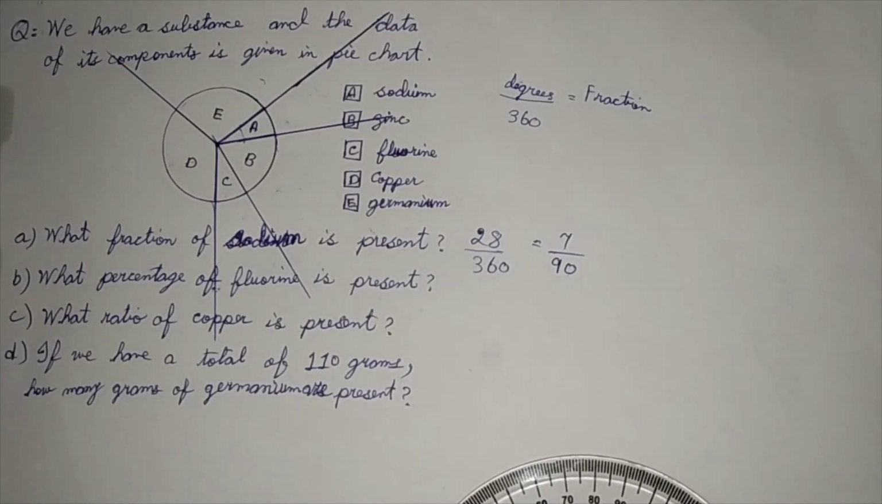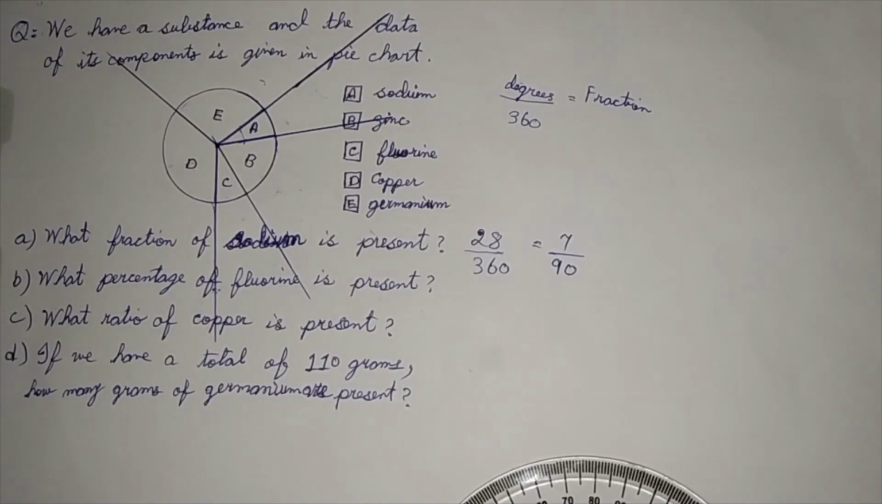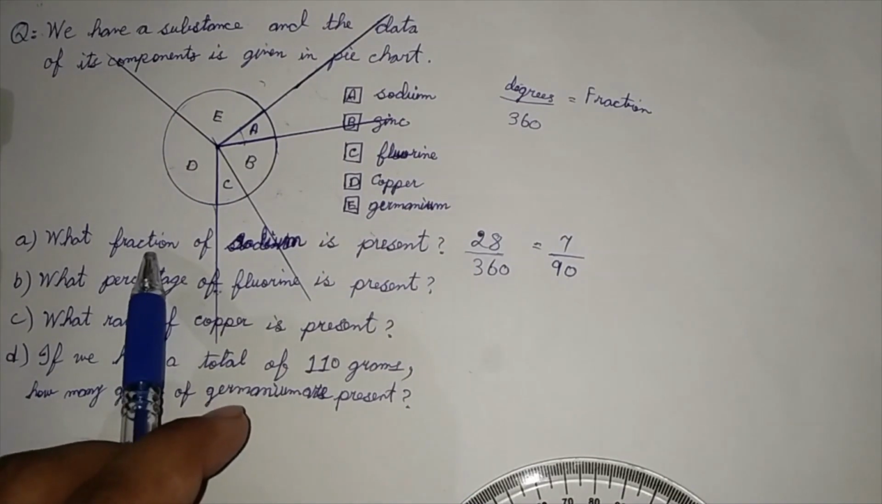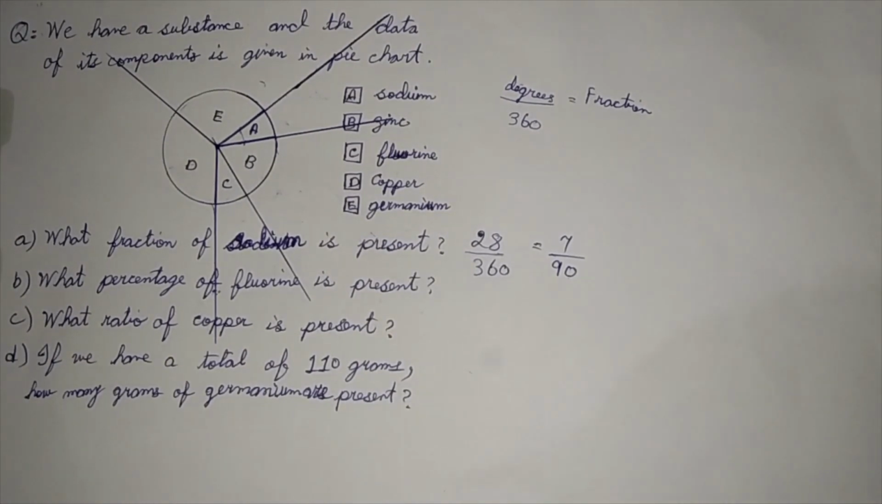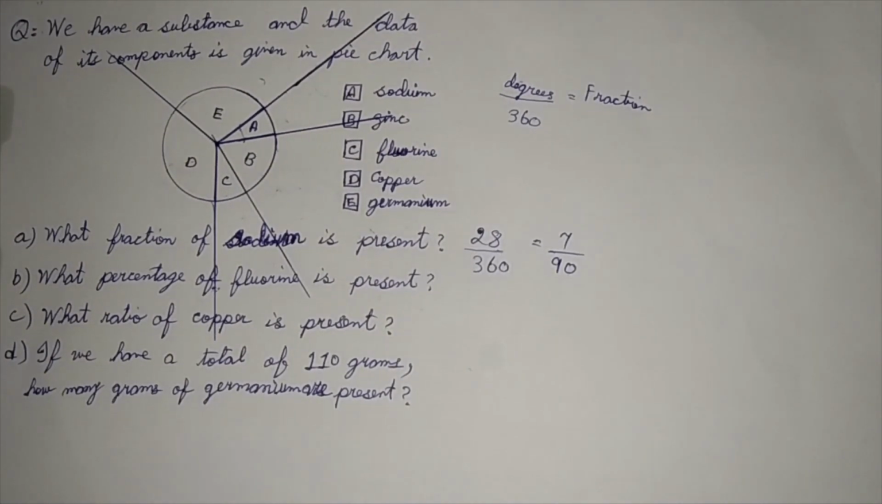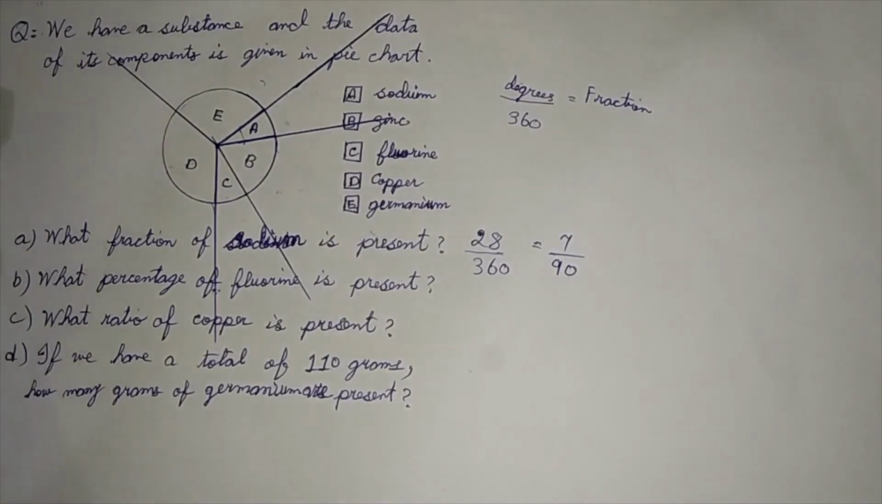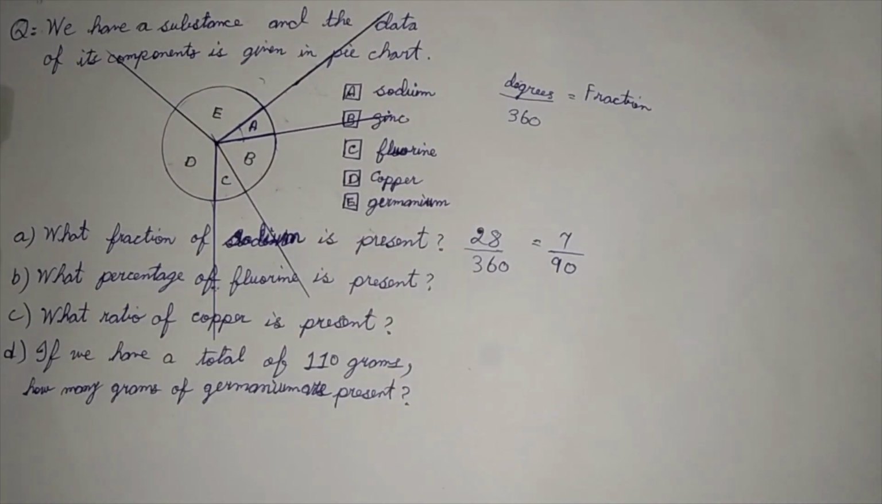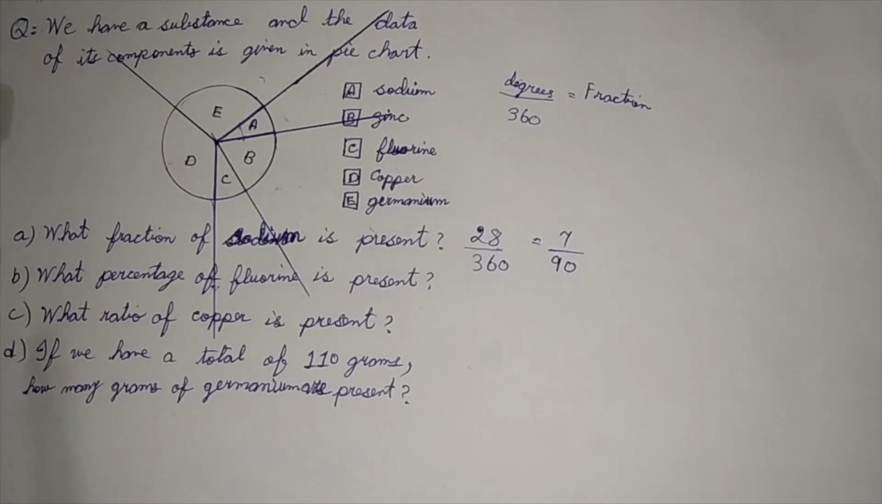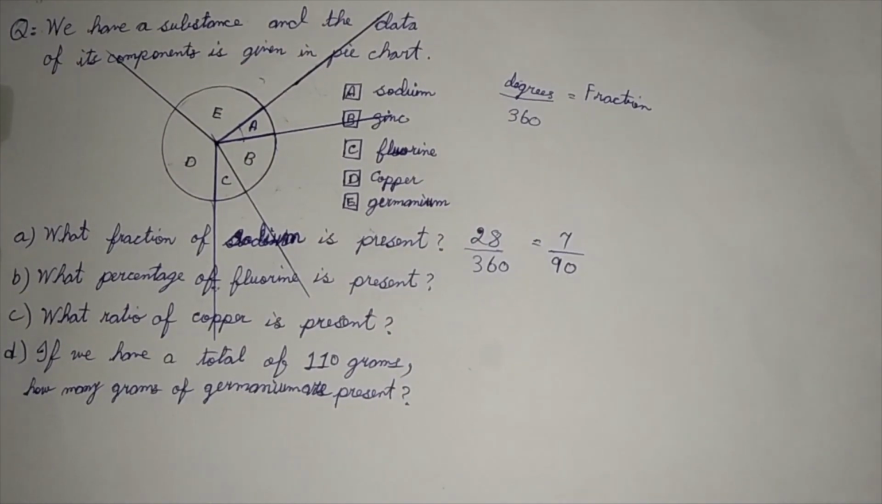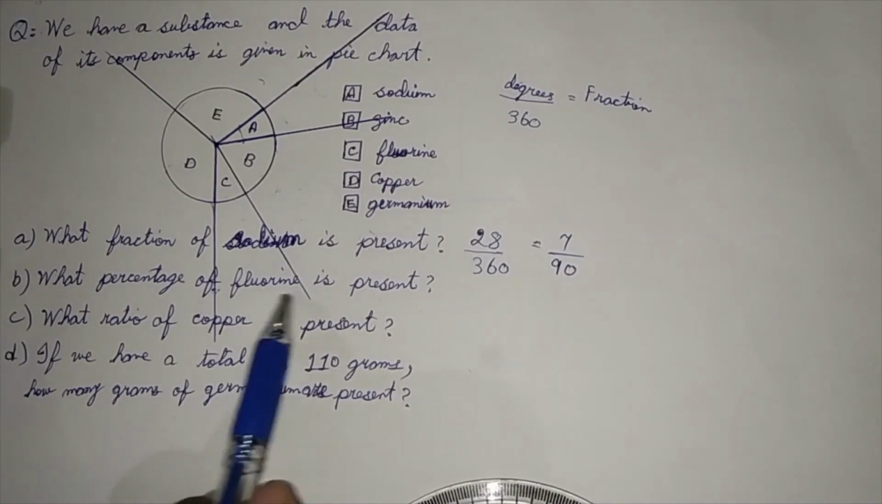Clear? Now our part B is, what percentage of fluorine is present? Here we had the fraction and here we have percentage. So here we have to find the percentage of the fluorine. Clear? Now let's see how to find it. To find the percentage of this fluorine, we will find the fraction first. So let's find the fraction of this fluorine.